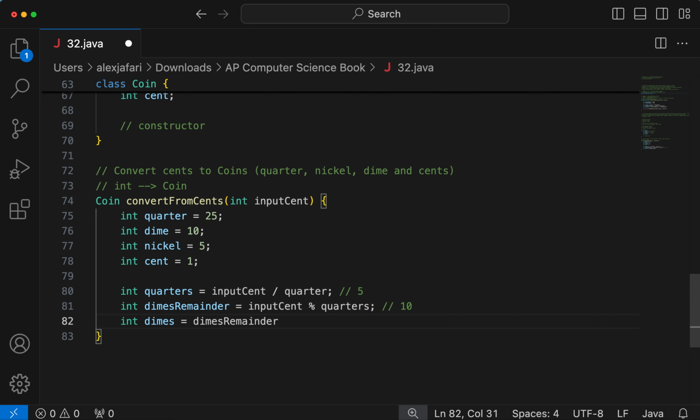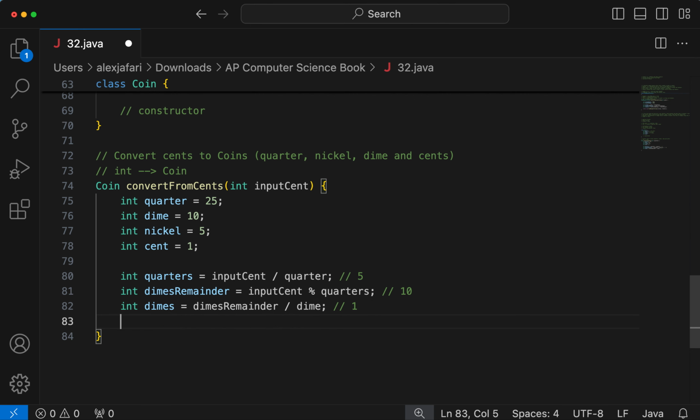So then dimes are going to be the dimes remainder divided by dime. And that's going to be 1, right? 10 divided by 10. Yeah. The rest are going to be 0 for this example.